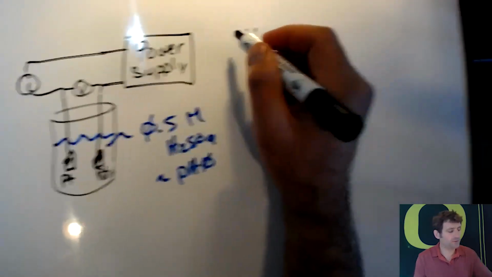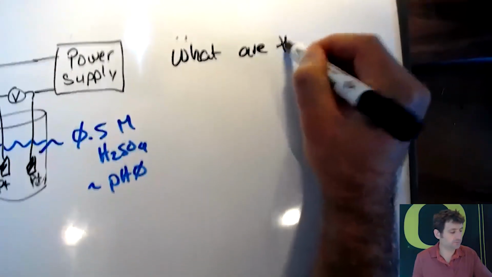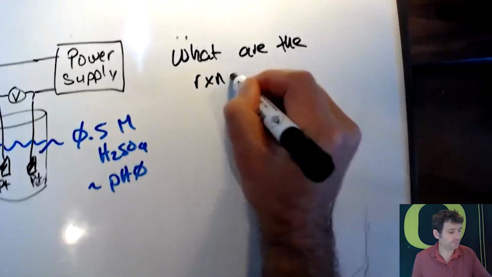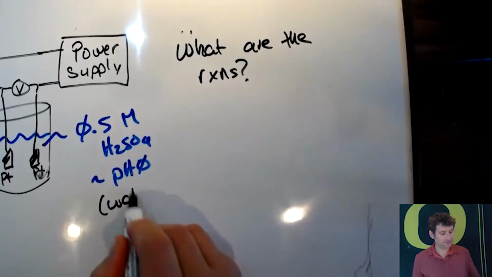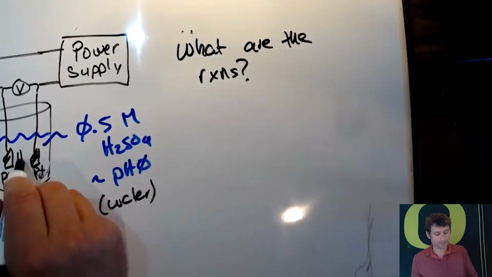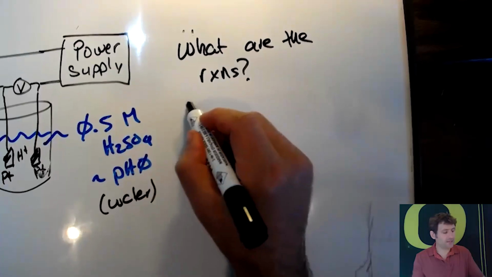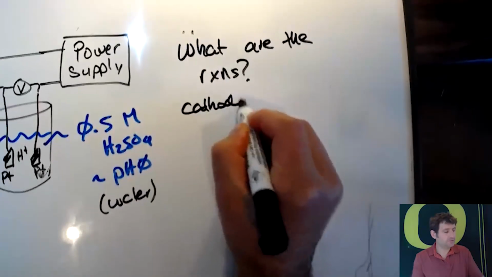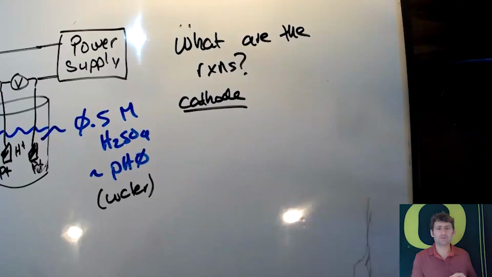So what are the reactions that we would drive if we did this simple experiment? We have water as the electrolyte. We have H2SO4, so we have H plus in here. We have sulfate, anion. Sulfate's pretty electrochemically stable. So what are the reactions we can drive? Well, let's think about the cathode. So what reaction would happen at the cathode? That's where we would apply our negative voltage to.